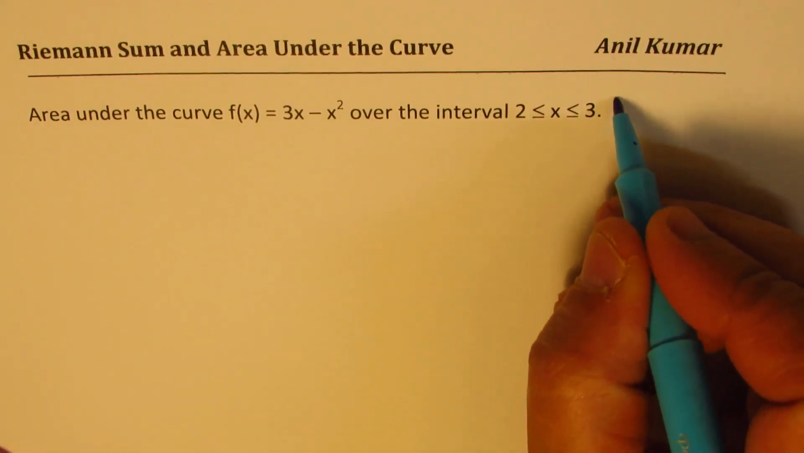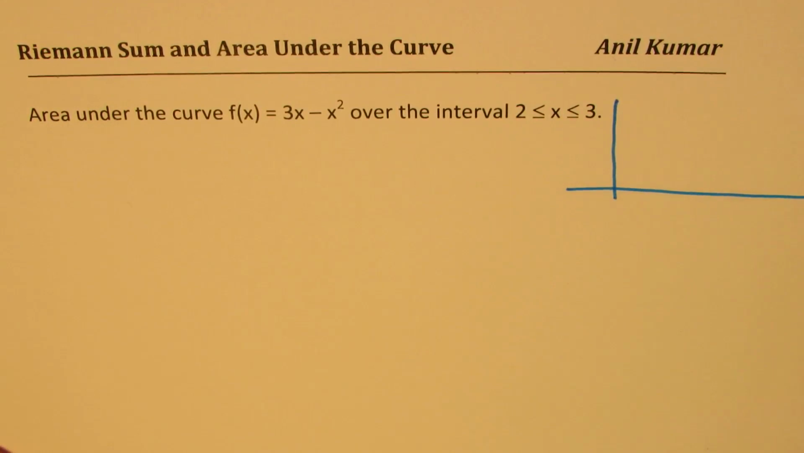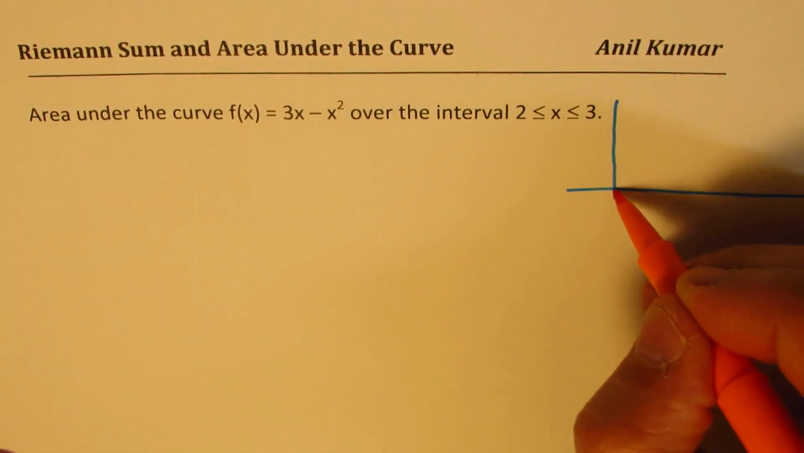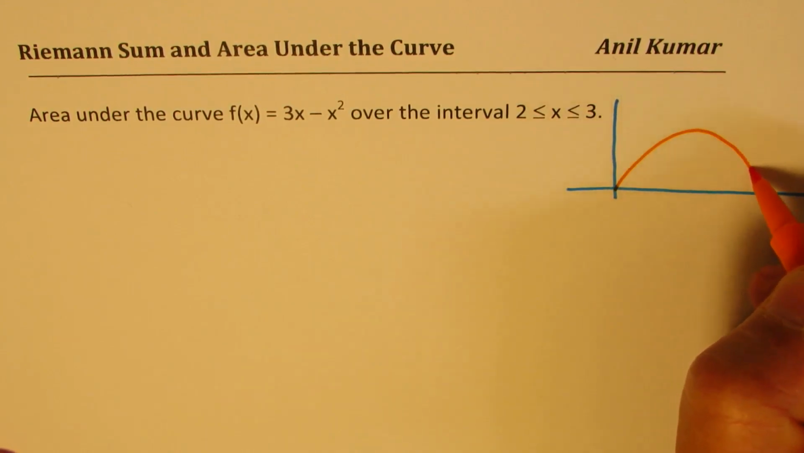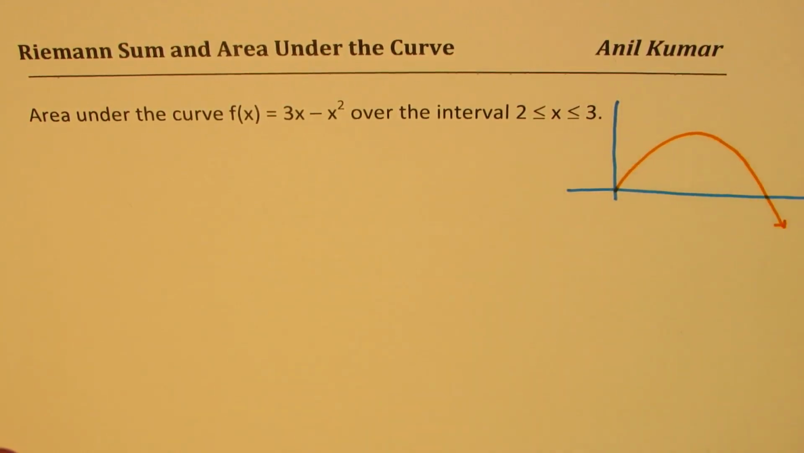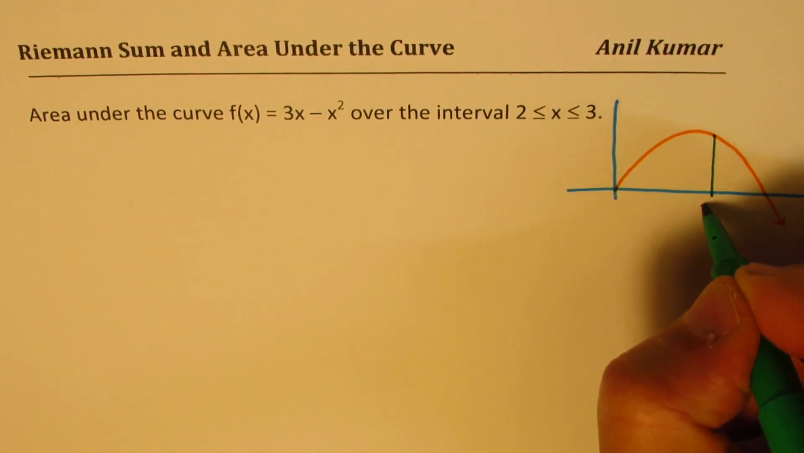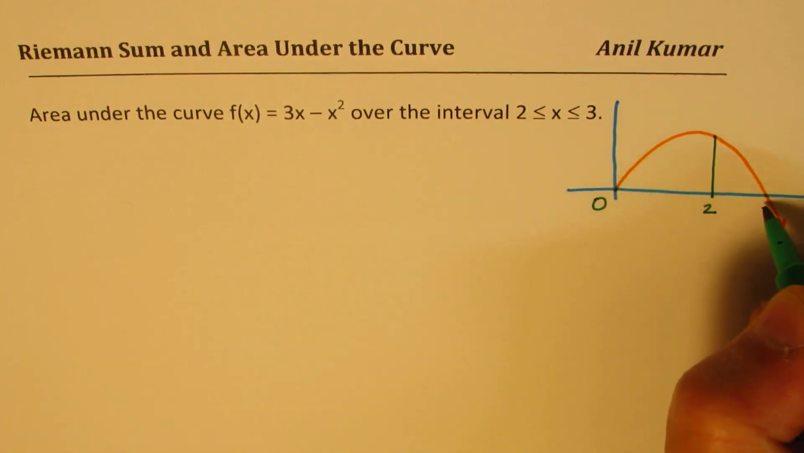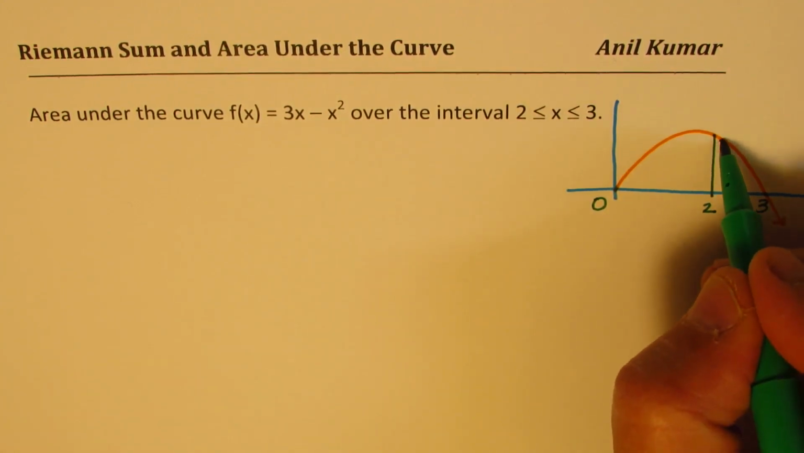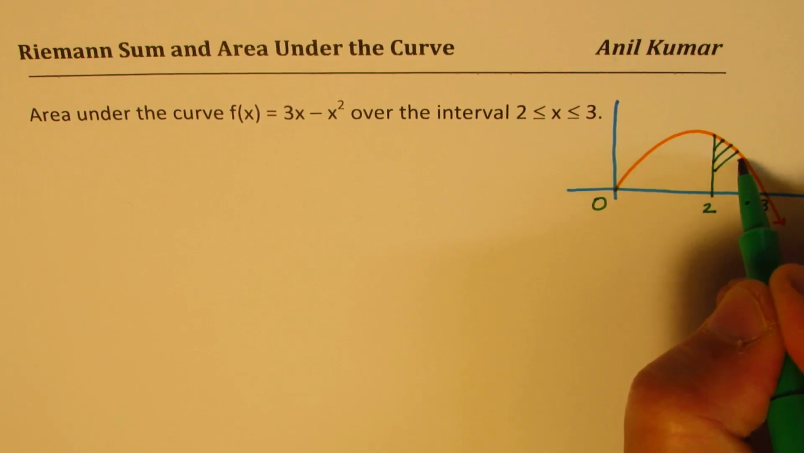So let me again sketch a much smaller diagram this time. It's a parabola which is going through the origin. We are actually interested in the portion which is from 2 to 3, right? So let's say this point is 2 for us. We know this is 0 and that is 3. We want to find the area of this portion.